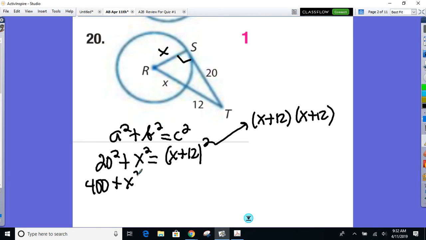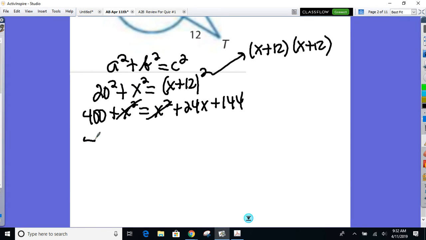400 plus x squared equals x squared plus 24x plus 144. What's going to cancel out on both sides? X squareds are gone. So I'm left with 400 equals 24x plus 144.